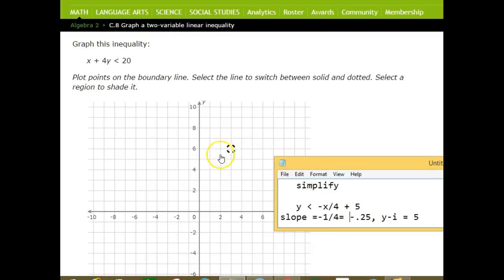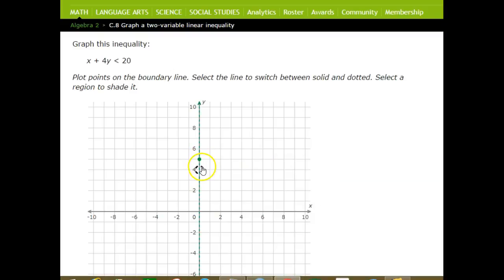So let's try to graph this. The y-intercept is 5, and the slope is negative 1/4, so that's equal to negative 1 rise, and the run is 4. Okay, and it's a less than sign, so I'm going to change this to a dotted line, and it's y is less than, so that means it's below.